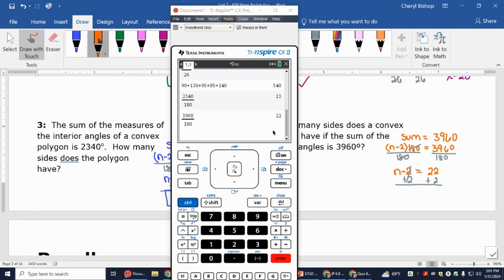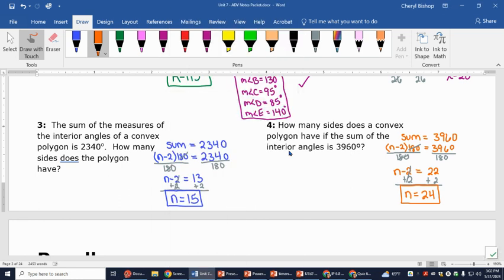And my value for n is going to be 24. This figure has 24 sides for this convex polygon. Okay, so notice in both cases, I divided by 180 first, and then I still had to add 2. Don't forget the add 2 part. That's easy to forget.